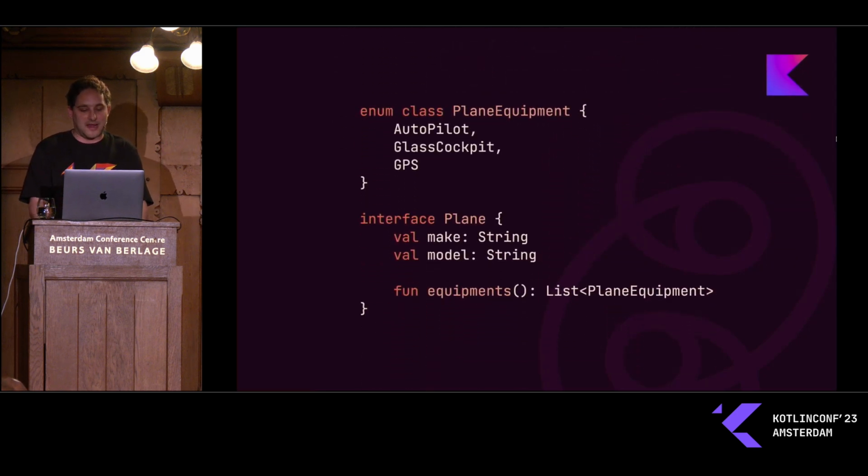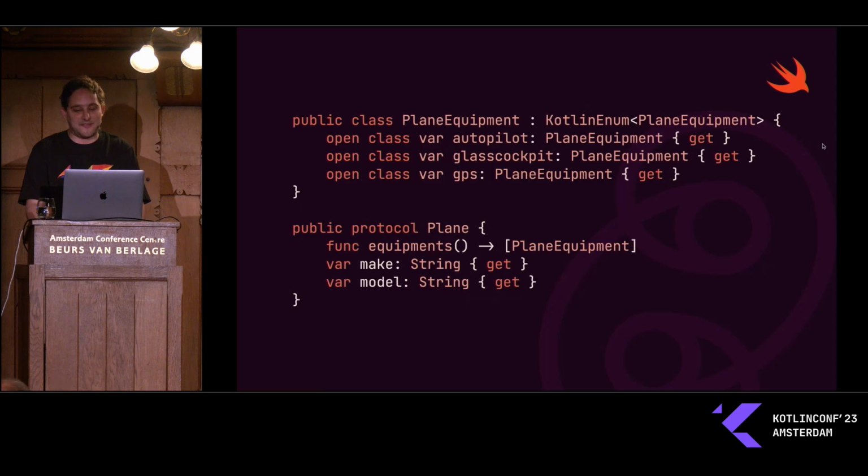You have an enum class and an interface Plane that has a maker, a model, and some equipment such as autopilot, glass cockpit, GPS, things that you can find in a small plane. You pass that to iOS and they get this API in Swift. So as you can see, Kotlin enums and interfaces are properly supported by the Kotlin compiler. We don't get a Swift enum because Swift enums work radically differently than in Kotlin, but yet we have a very understandable API that our Swift developers can use.